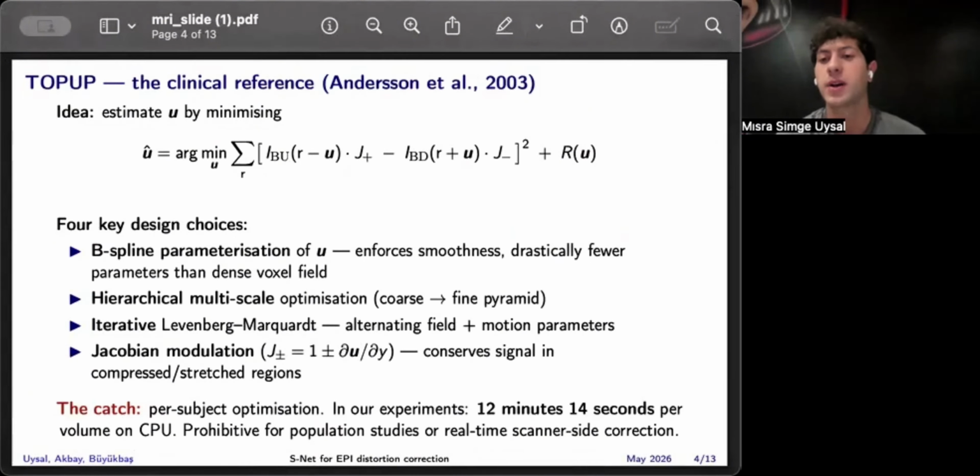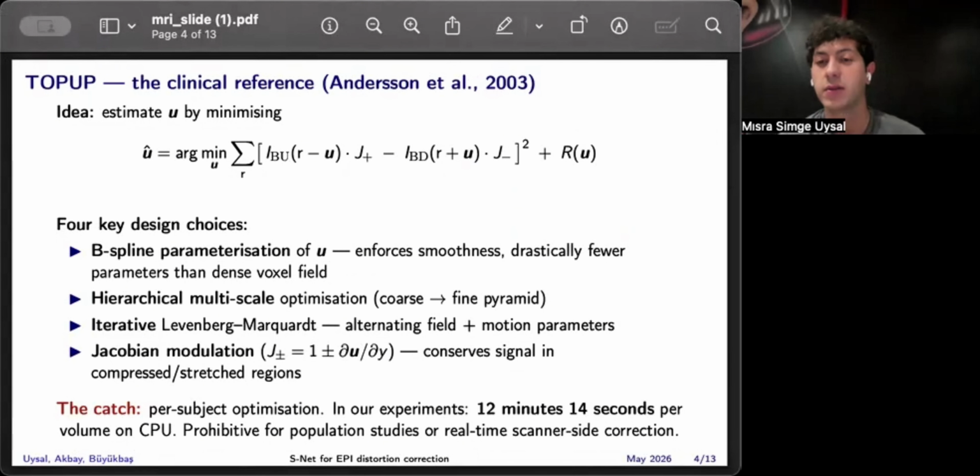So TOPUP, introduced by Andersson and colleagues in 2003, is the clinical reference for this problem. It formulates correction as a nonlinear optimization: find the field that minimizes the squared difference between the two unwarped blip images, with a smoothness regularizer. Four design choices matter.